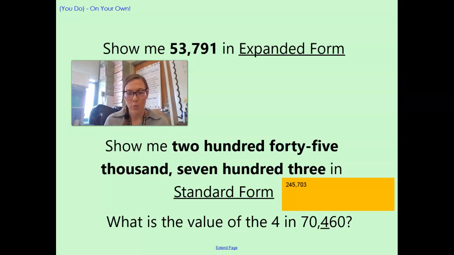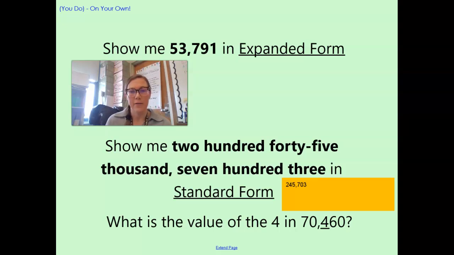Awesome. All right, here's one more to try, and then I'm going to send you for some practice. The value of the 4 in 70,460. That's a review of what we did in our first lesson. What does that digit 4 really represent? That's right. It represents the number. It won't let me write. That's all right. The 4 represents the number 400.